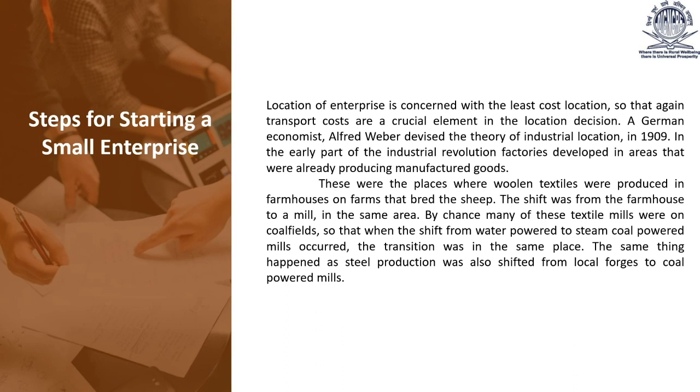These were the places where woolen textiles were produced in farmhouses or farms that reared the sheep. The shift was from the farmhouse to the mill in the same area. By chance, many of these textile mills were on coalfields, so that when the shift from water-powered to steam coal-powered mills occurred, the transition was in the same place. The same thing happened as steel production shifted from the local field to the coal-powered mills.